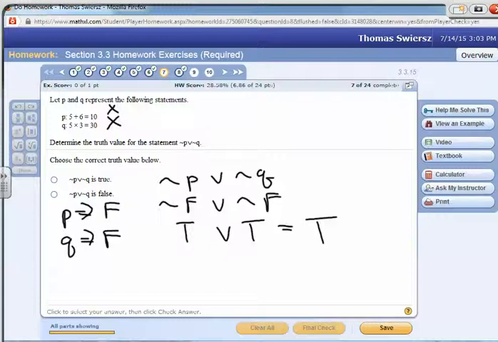statement or a disjunction. So the entire statement, not P or not Q in this case, is actually a true statement, because both of them to begin with were false, but then the negation of both falses make it a true. So we end up with true or true, which we know is a true statement.